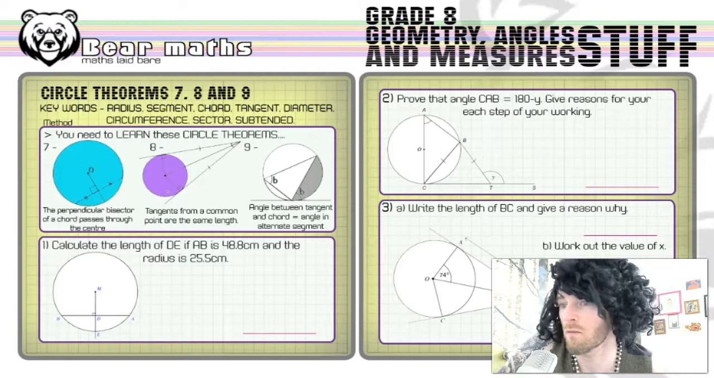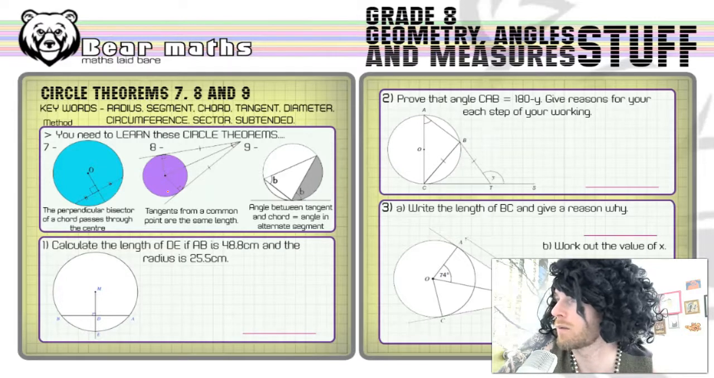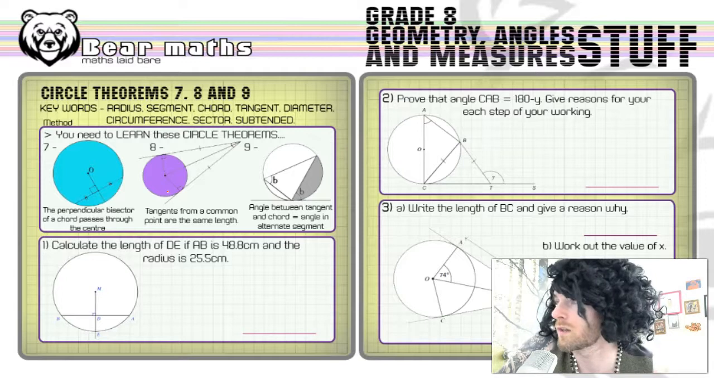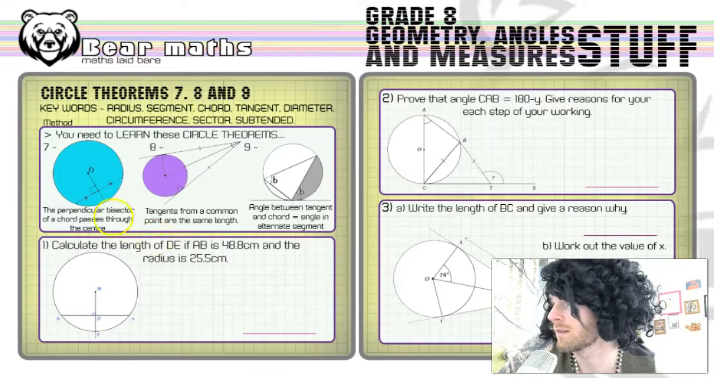The keywords remain the same as they have done in the last couple of videos: radius, segment, chord, tangent, diameter, circumference, sector and subtended. Please do look at the previous two videos for the definitions of what those mean. Now, you will need to learn these circle theorems, as I said in the other two videos as well. These are the last three.